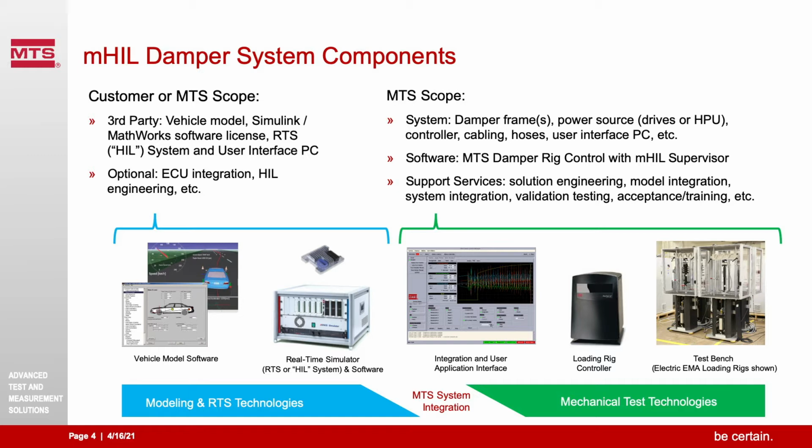These are typically items provided by MTS. On the left is third-party, or it can be customer scope items, or provided by MTS. They're third-party items. For example, the real-time vehicle model software on the left there, the real-time simulator, which we call RTS or HIL system through this PowerPoint, and the software that runs on this system. In this case today, we're talking about a dSPACE Scalexio system, and you can see there's an ECU above it. There's an option for ECU integration if you're doing semi-active or active dampers. So these are the components that make up this hybrid simulation system from MTS.